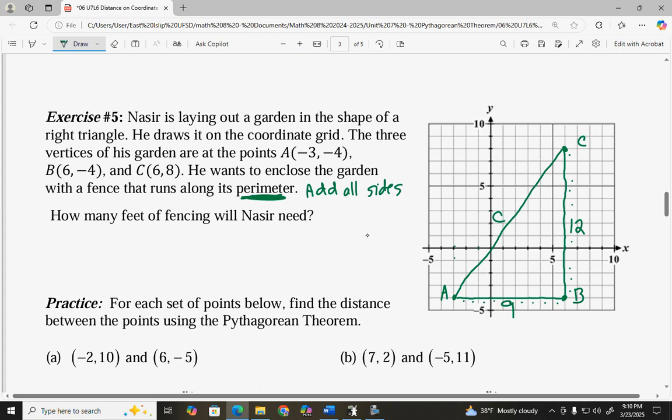So to find perimeter, I have to add 3 sides. Unfortunately, I can't count this side, so I have to use the Pythagorean theorem. So this is a multi-step problem. First, use the Pythagorean theorem to find side C. Once I know side C, then I can add all 3 sides together. So Pythagorean theorem first. 9 squared plus 12 squared equals c squared. 81 plus 144 is 225. Square root both sides. C is 15.